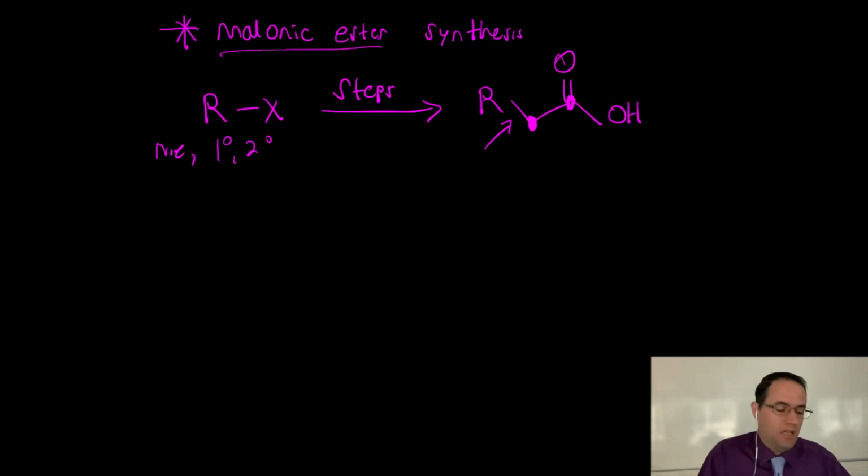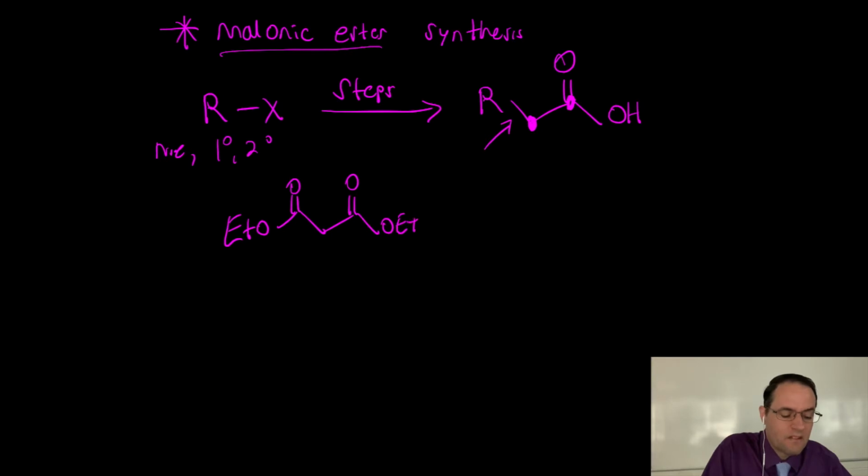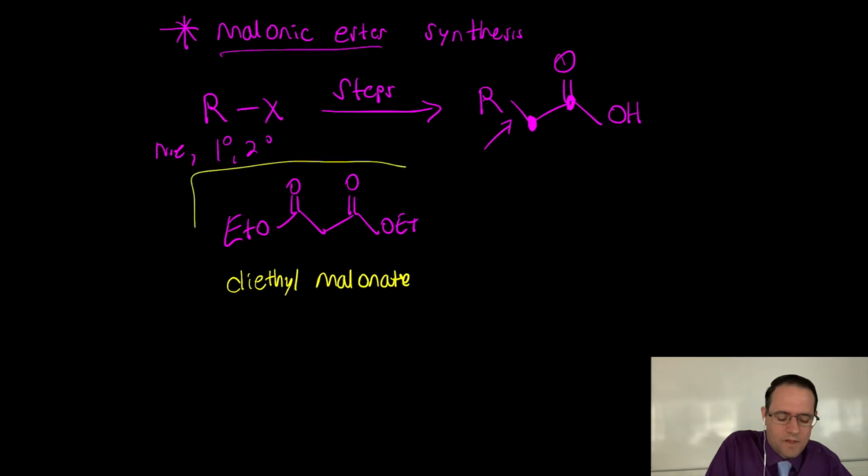What is a malonic ester? A malonic ester is something that looks like this. We call this diethyl malonate, and you probably want to memorize this structure.